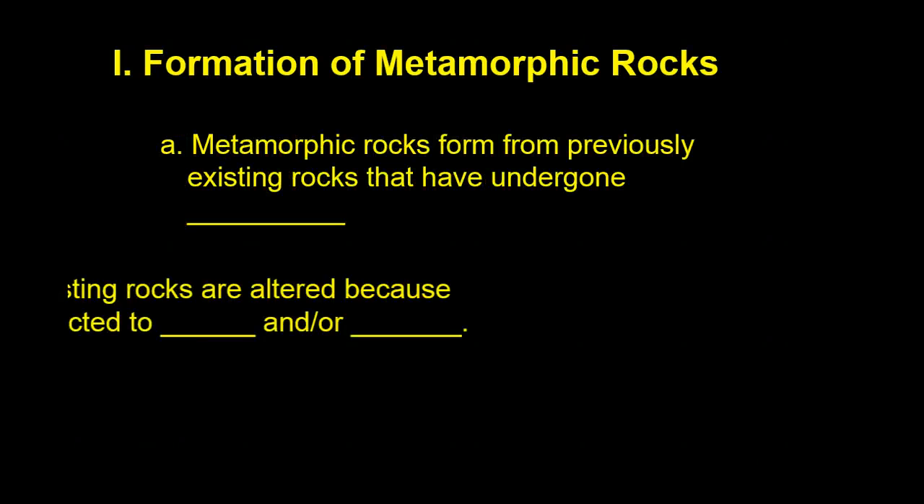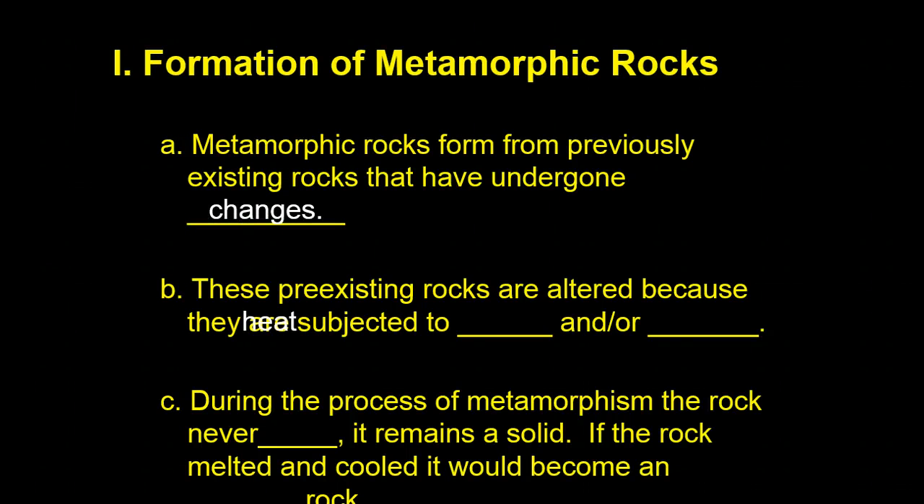So let's talk about the formation of metamorphic rocks. Well, as we said, metamorphic rocks are from pre-existing rocks that have undergone changes. These pre-existing rocks are altered because they're subjected to a tremendous amount of heat and pressure. And during this process of metamorphism, the rock doesn't melt. We sometimes get that idea in our minds that the rock is melting and turning into another rock. It actually does not melt. It remains a solid. If the rock did melt and cool, it would become an igneous rock. So it's not a melting process. It's a recrystallization.